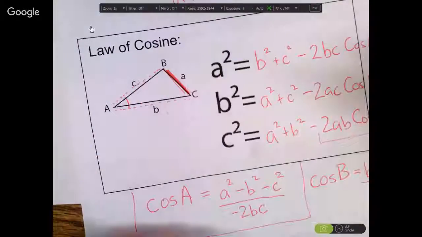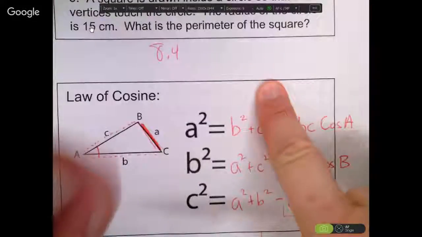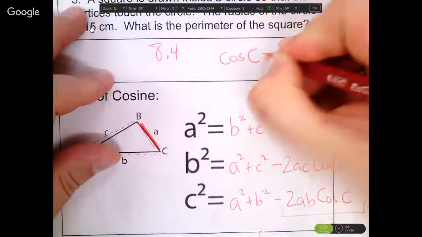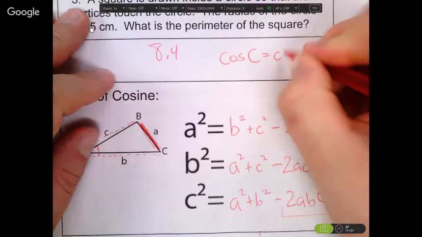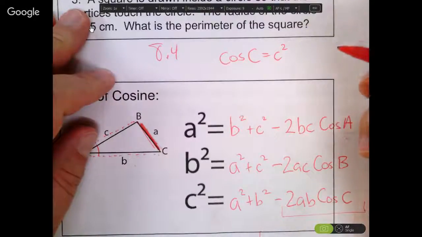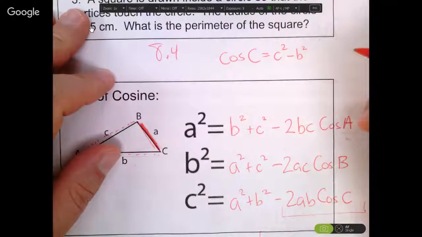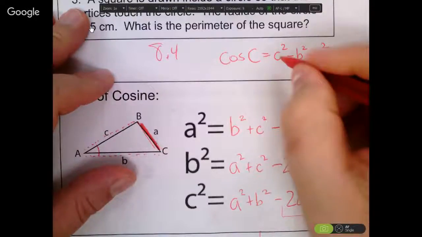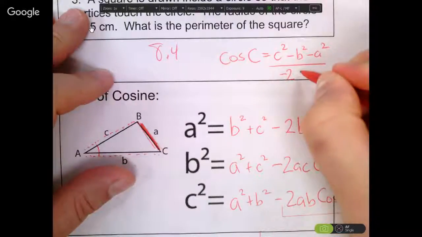What about cosine of C? Cosine of C equals, someone want to tell me? C squared minus B squared minus A squared, divided by negative 2CB? No. AB.